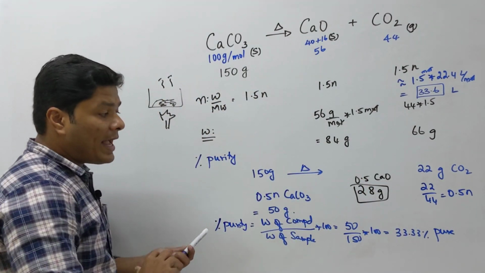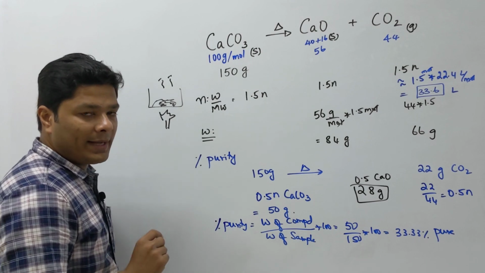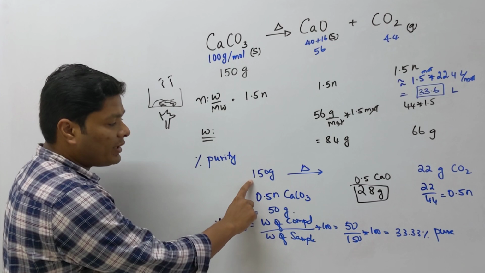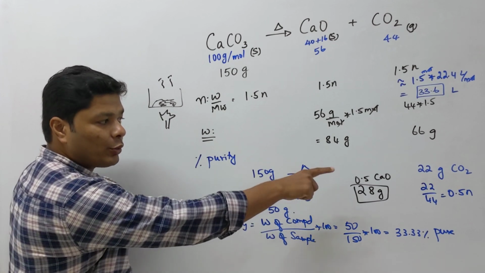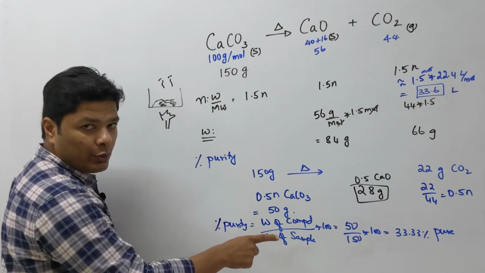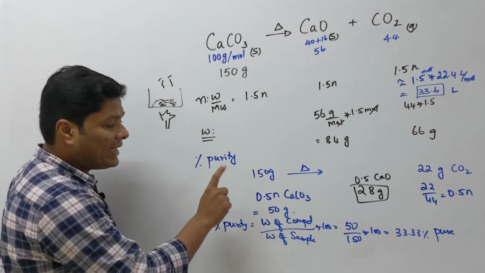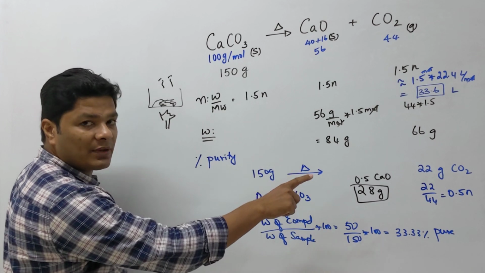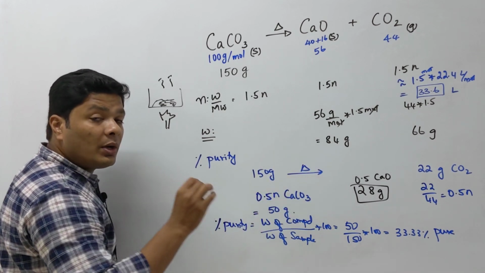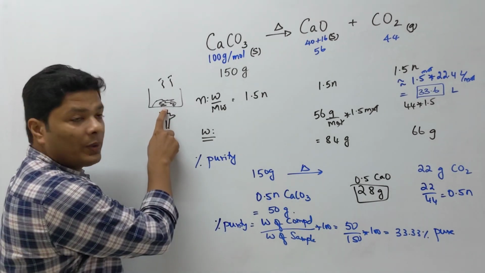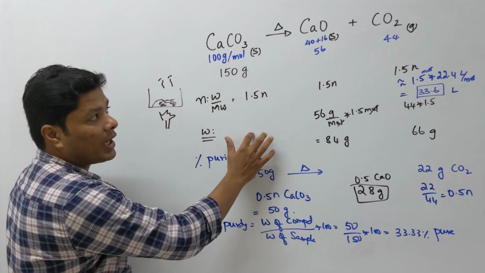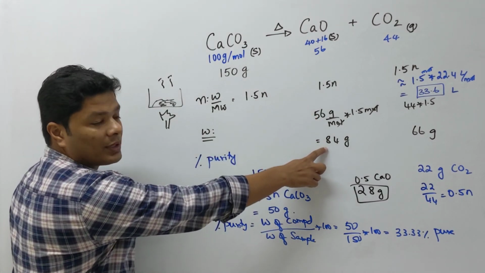Alright, so now I can make the problem a little bit more complicated. Now what they can tell you is, listen carefully. I take 150 grams, I am heating it, I get 22 grams of CO2. I can ask you what is the percent purity, you can do this. But the problem can be, I take 150 grams, I get 22 grams of carbon dioxide. What is the mass of residue left over? Okay. In the case where we took 100% purity, the mass of residue left over is 84 grams.